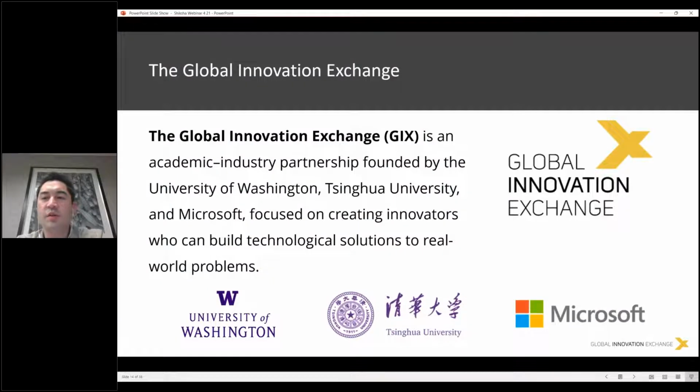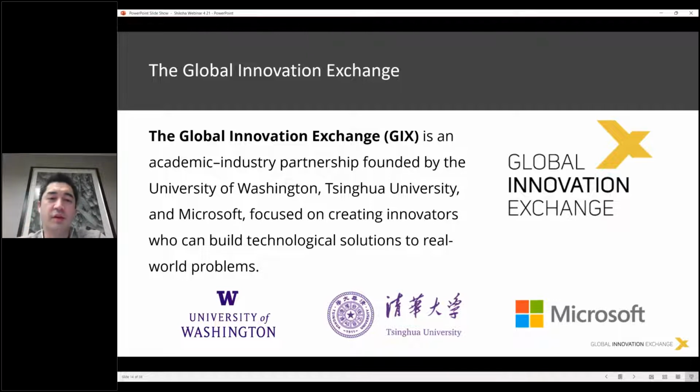So we mentioned a little bit earlier the Global Innovation Exchange, and I just wanted to mention what that is. Essentially, the Global Innovation Exchange is an institute within the University of Washington. Our institute has essentially three founding partners: the University of Washington, Microsoft, and Tsinghua University in China.